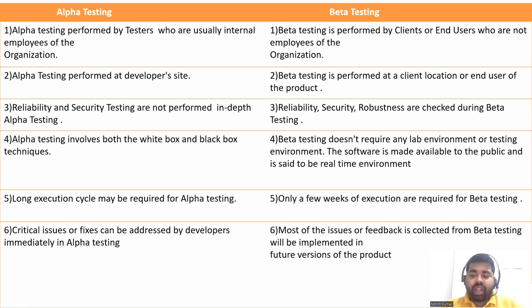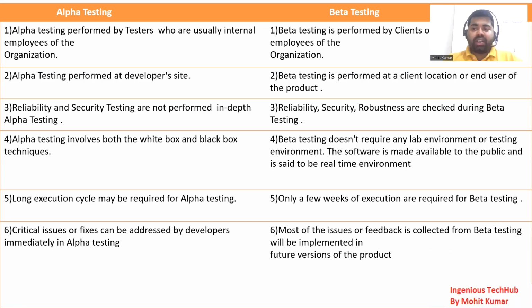Okay, understood, right? So we are directly using ChatGPT. So this is the user side and user environment. A long execution cycle may be required for alpha testing because when you are doing alpha testing, if you find some defect, they fix it again, right? So definitely it will take time, a long execution time compared to beta testing. Only a few weeks of execution are required for beta testing.